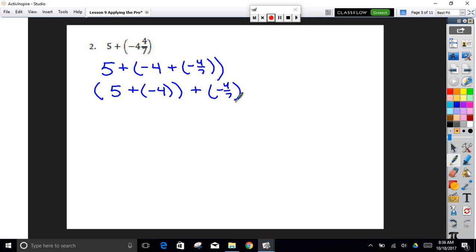Add 5 and negative 4. Mm-hmm. What do I get? 1. So now I have 1 plus negative 4/7. That's a little easier if you look at the number line to think about what you're doing. Braden, what would I get as an answer? 3/7. Good.